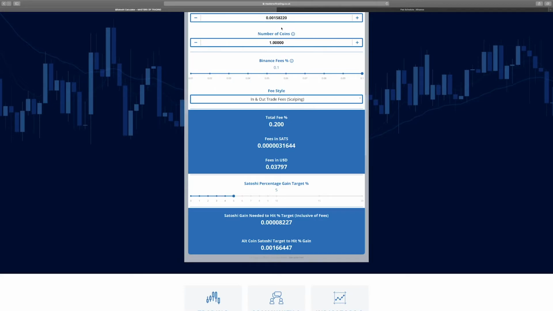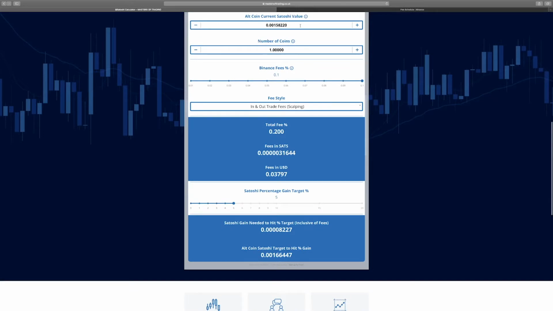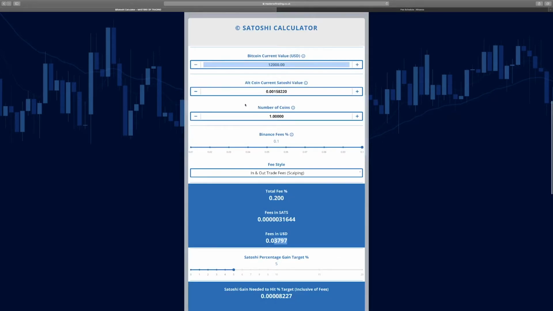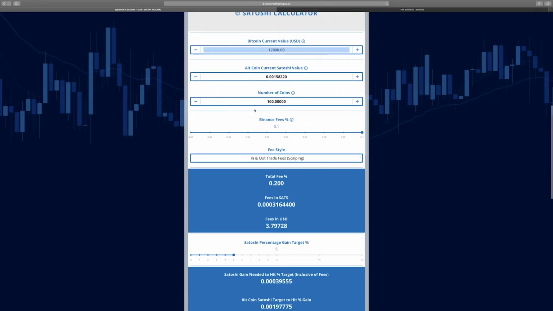With regards to our price here, which is the current price of Link versus BTC, we know that the fee per Link is just shy of 4 cents. So this is the interesting bit now. You can also set the number of coins. If you just bought yourself 100 Link, for example, you could enter 100, and it will calculate. There you go, you have $3.80 in fees paid to Binance, in and out with a scalp. But we'll put this back to 1 again for the example that we're doing.